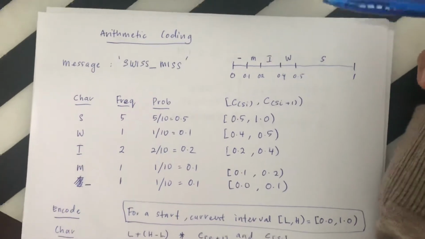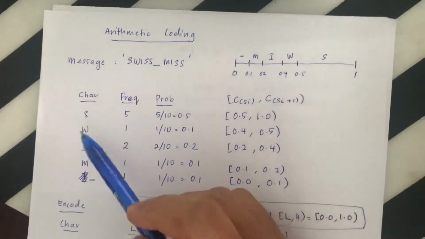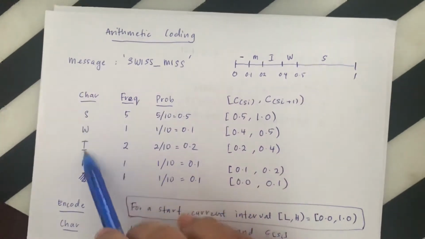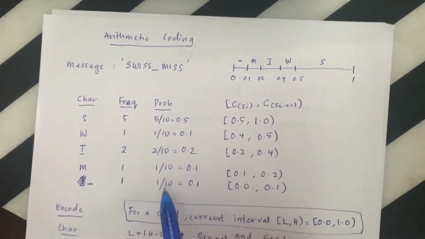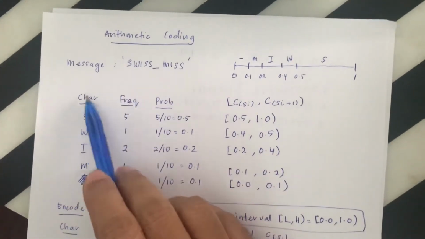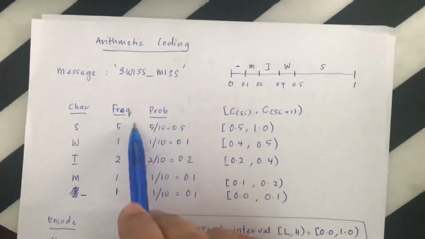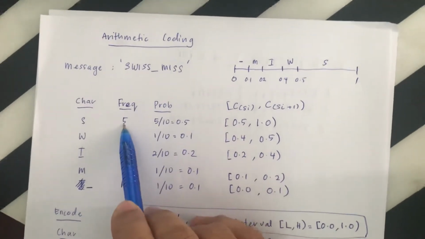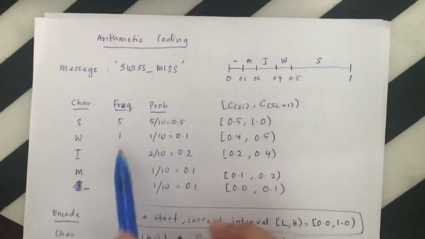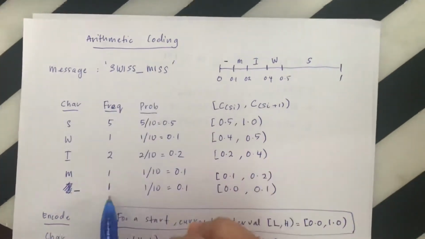For arithmetic coding, you have to transform the message into this table, where you get the frequency of each character and for each character you get the probability. For example, the character S occurs 1, 2, 3, 4, 5 times, so the frequency is 5. W occurs only once, I occurs 2 times, and M and underscore also occur 1 time.